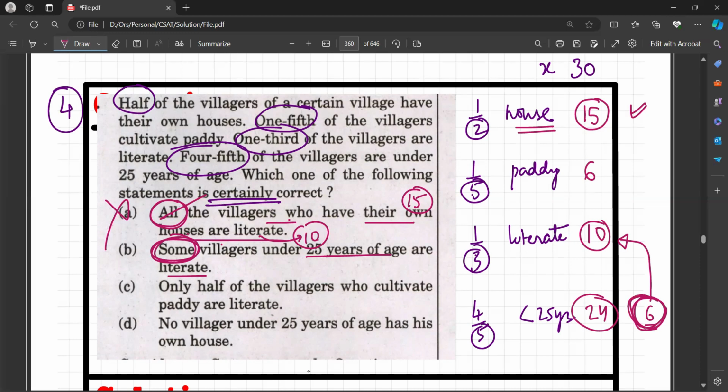Now see, what is it telling us? Some villagers under 25 years of age are literate. That means if we can show there exists a certain number of villagers who are under 25 years of age and they are literate, then your answer is correct. See, this is 24, this is 10, and the total is 30. How many remain? 6 who are older than 25 years. If we give them the maximum, that these 6 people are all literate, how many remain? 4. These 4 have to come from these 24, so some villagers under 25 years of age are literate, right? So this statement is absolutely correct.